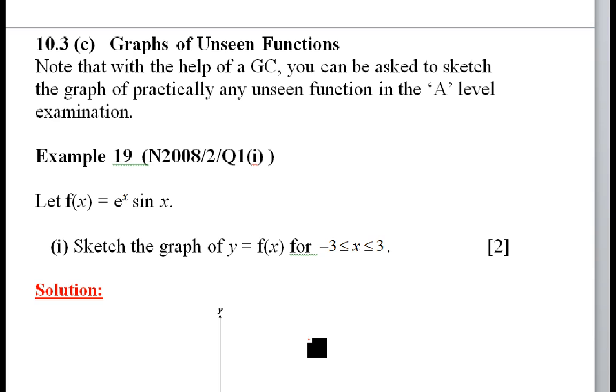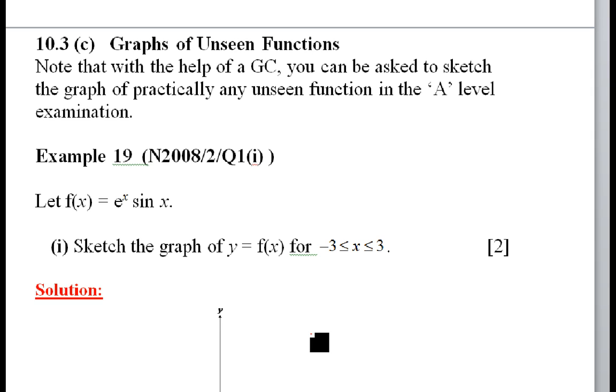Next part. Last example. Okay, all look up. Nothing to copy from now. Okay, look up. This is everything in the notes. Very careful, huh? What do we mean by unseen graphs? Look up. With the help of GC, they can give you any complicated looking function and you should be able to sketch. Am I right? Right? The GC does it. So this is something that we have never seen before, but the GC can help us do it.